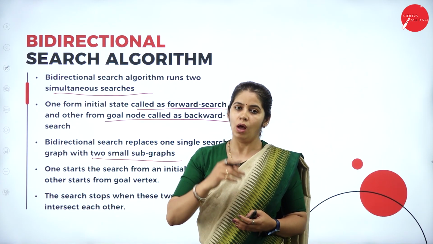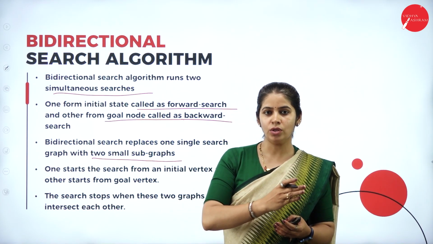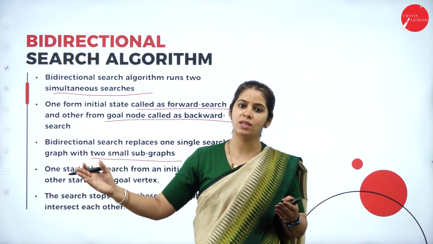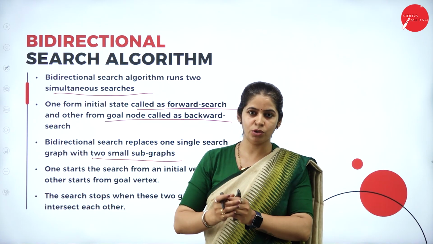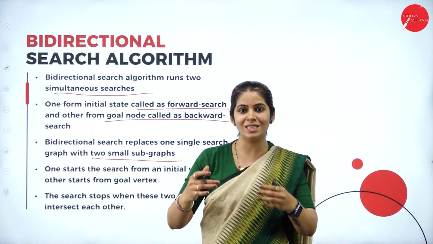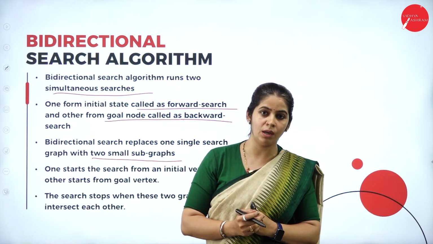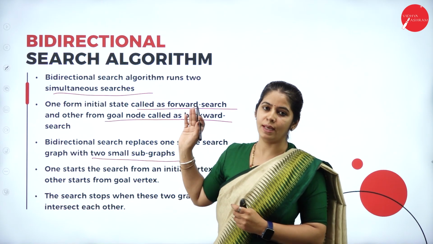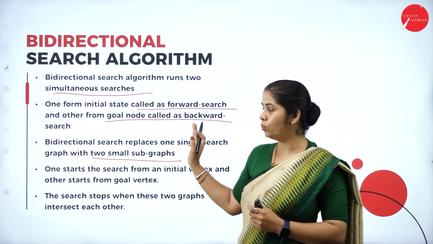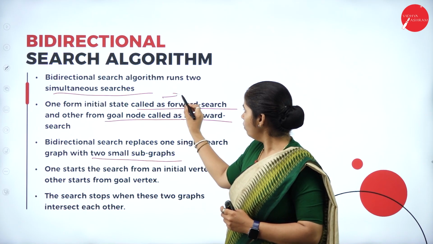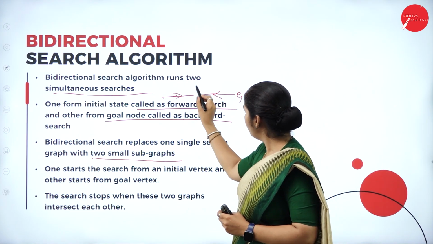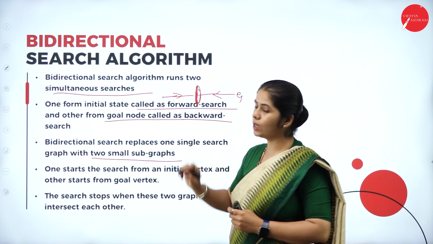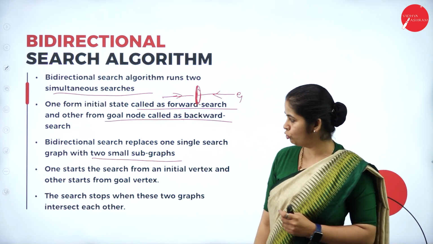What will you do? You start your journey from your home and your friend starts the journey from his home. You both will travel on the same path and meet at a particular position. That is exactly what we are implementing here. From the start node we are moving, from the goal node we are moving. At the point where we intersect, we can find the optimal solution.